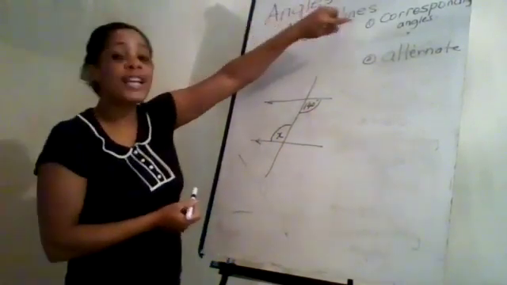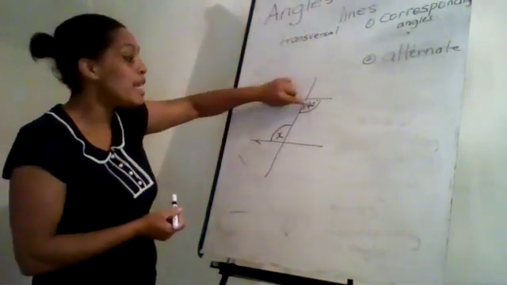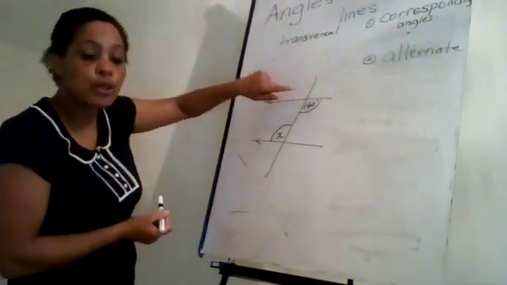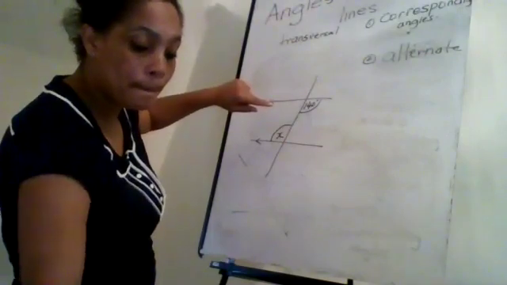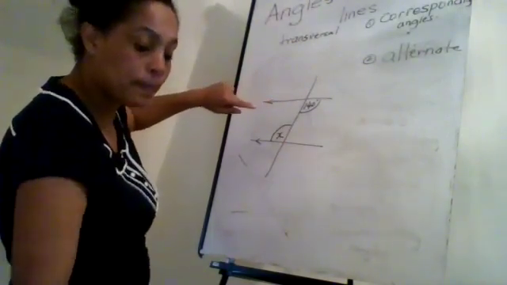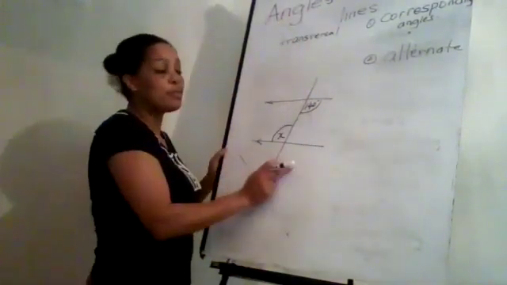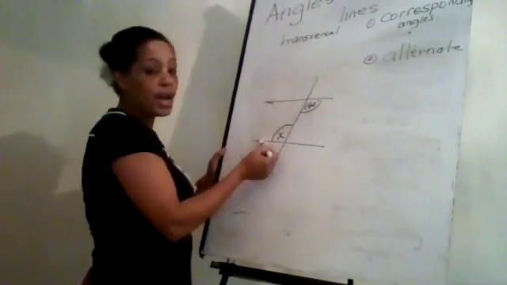Now, first of all, I can eliminate corresponding. If they're corresponding, they must be in the same place, the same position. So I'm here going to eliminate corresponding. So the next one is going to be alternate angles, because here I have parallel lines.